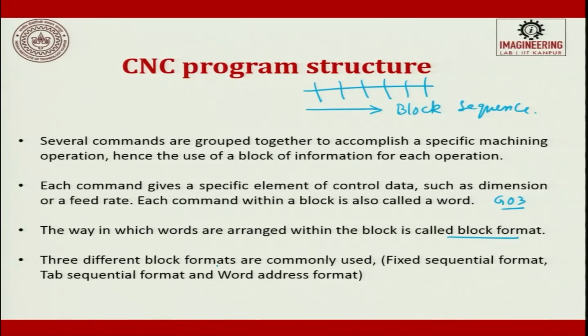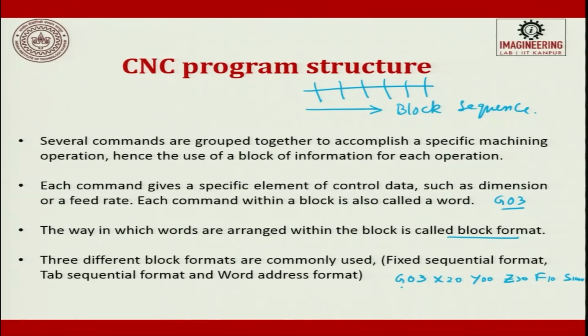3 different block formats are commonly used: fixed sequential format, tab sequential format and word address format. So, what is fixed? Fixed is, for example, G03, X, Y, Z and then F, S. For every line you have to start giving this data. So, your sequence is fixed. All you have to do is fit in numbers. For example, here you say 20, here 00, 30, then 10 and then 1000. So, here it is a fixed sequence.